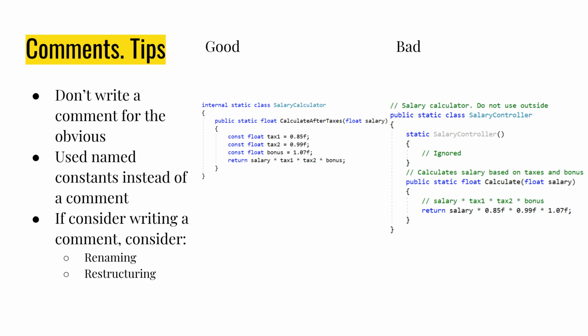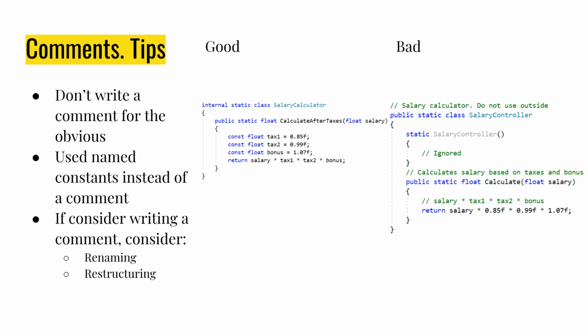So on the right, you see a bunch of comments. Salary calculator, to calculate salary. A constructor, which is not used. We have a calculate method, which takes salary and then multiplies it from a bunch of numbers before returning. What does it do? I wouldn't know.